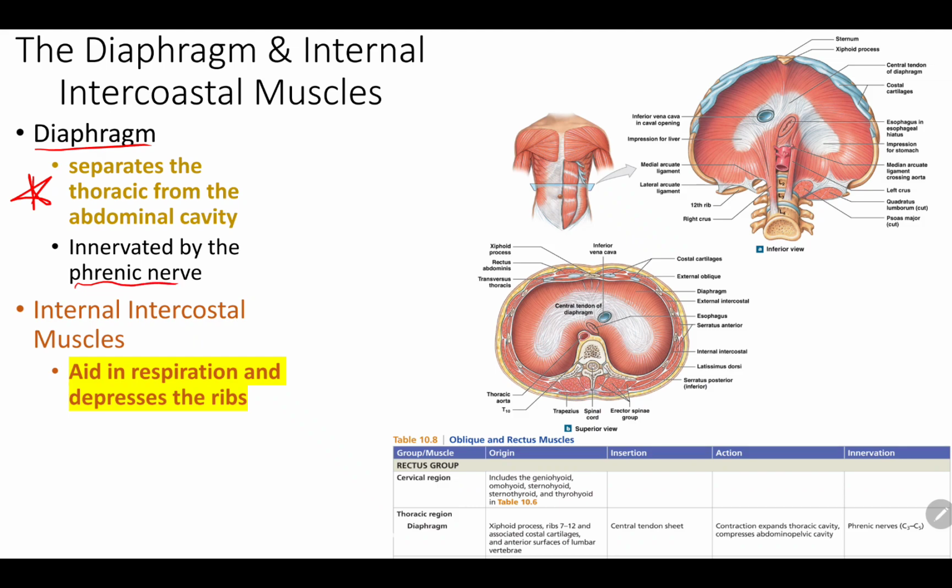Now, we also have other muscles, such as those internal intercostal muscles, and we'll talk about these a little bit more, too, when we look at respiration. But these internal intercostal muscles, they're going to help with respiration, so breathing. And what they're going to do is they're going to depress the ribs, okay? So remember that.